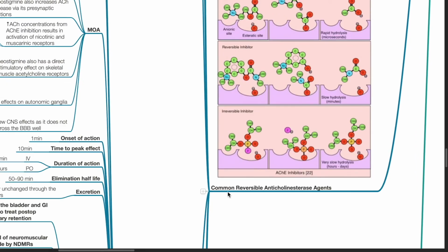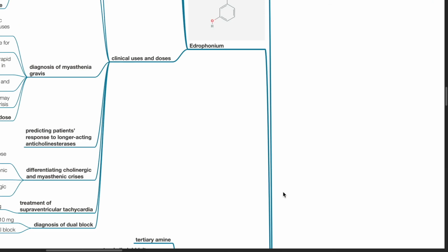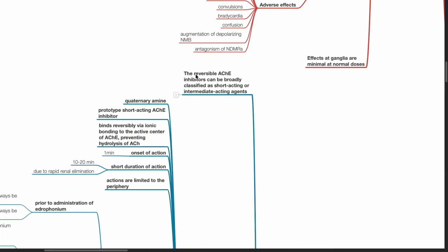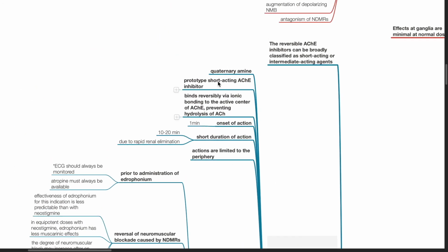Common reversible anticholinesterase agents. The reversible acetylcholinesterase inhibitors can be broadly classified as short-acting or intermediate-acting agents. Edrophonium. It is a quaternary amine, the prototype short-acting acetylcholinesterase inhibitor. It binds reversibly via ionic bonding to the active center of acetylcholinesterase, preventing hydrolysis of acetylcholine.